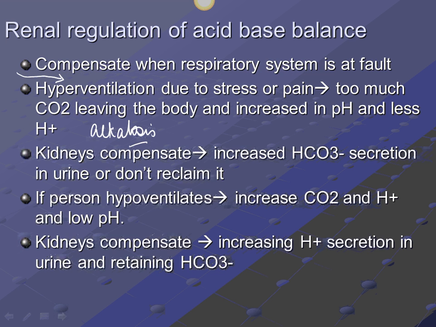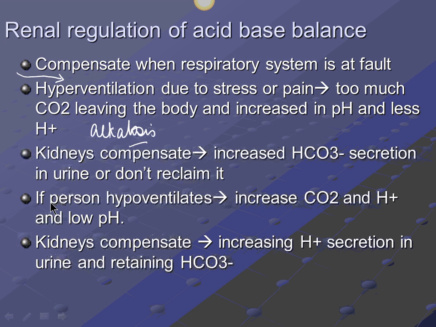So now what do you want to do? You want to make sure that there's less hydrogen ions. So you have to do something so that you conserve hydrogen ions so that you can bring the pH back to normal. So what the kidneys do is they increase bicarbonate secretion inside the lumen, or they don't reclaim it, they just let it pass, and they absorb hydrogen ions. When they reabsorb those hydrogen ions, they can push that into the bloodstream, so your hydrogen ion level will increase and your pH will come back to normal, right?